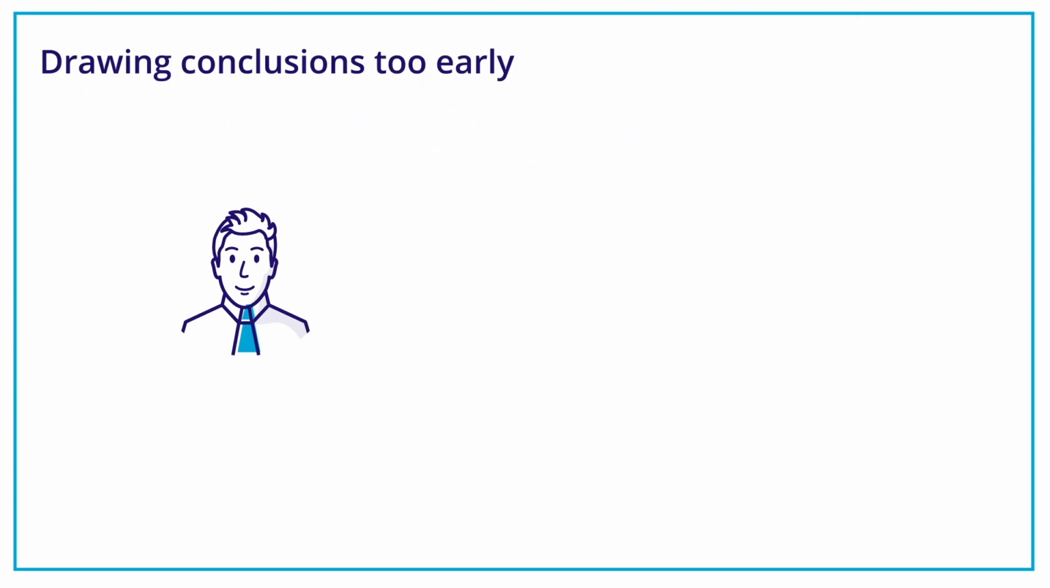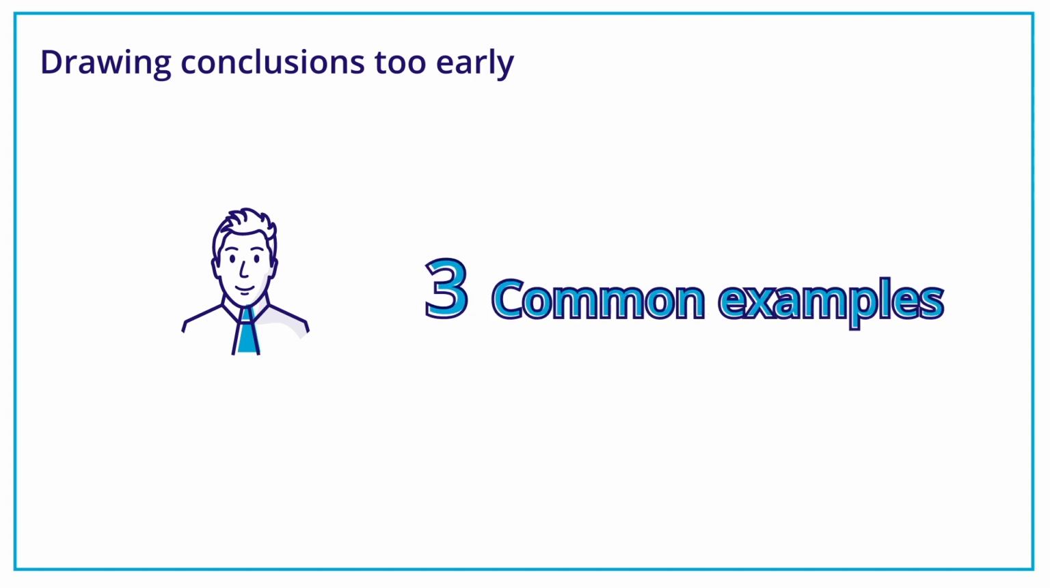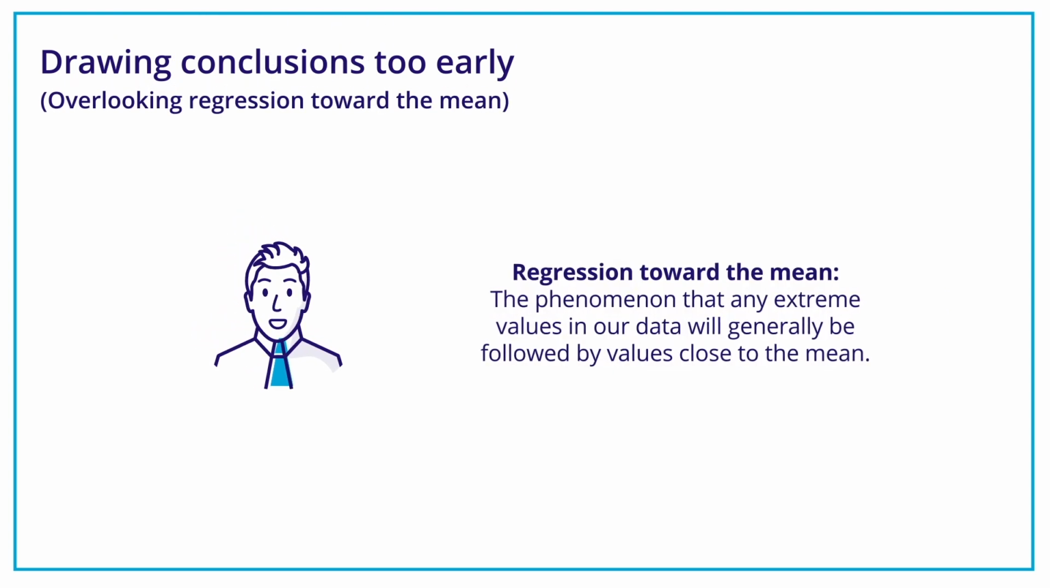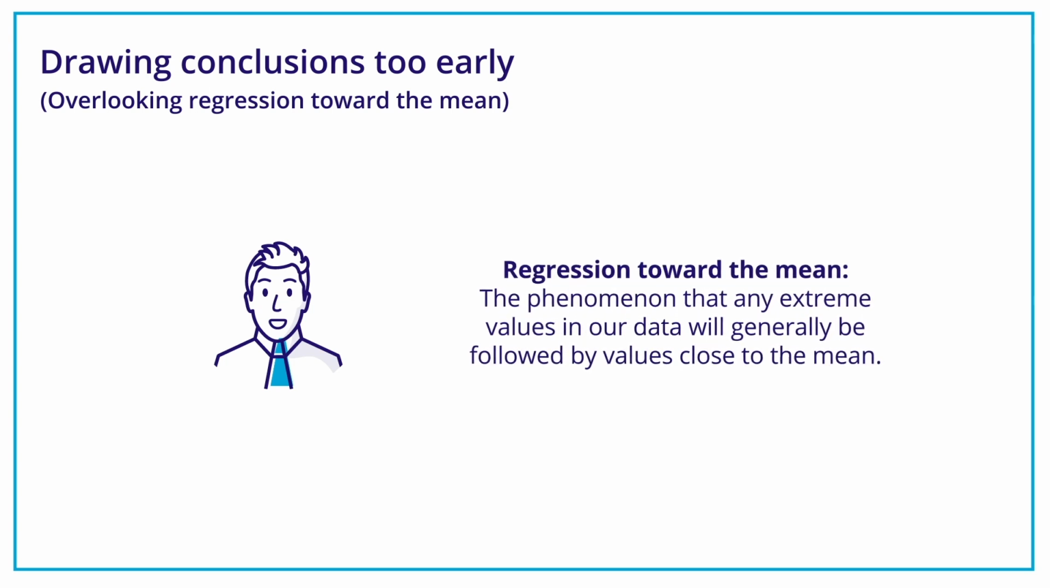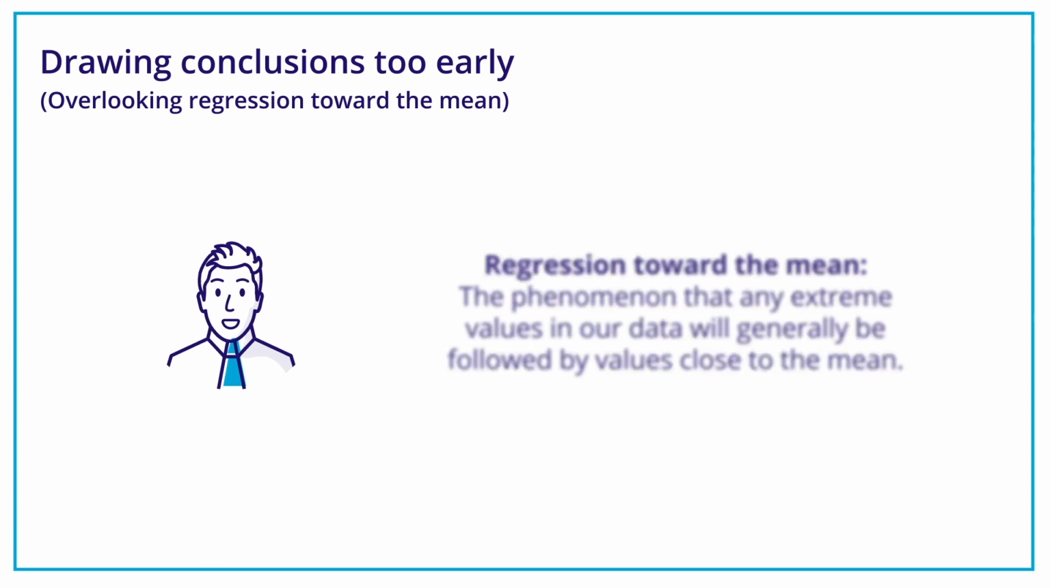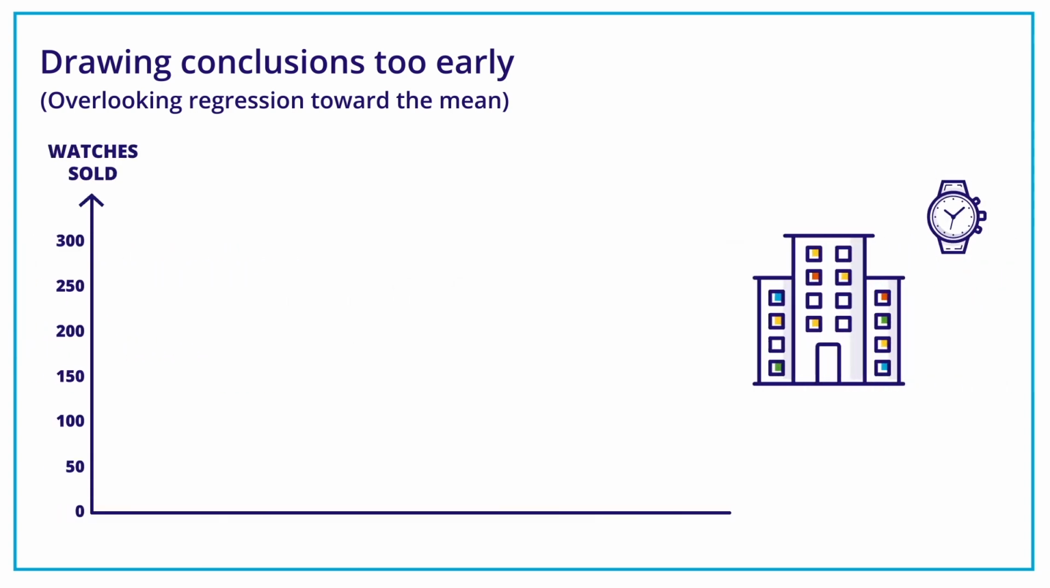This is an easy thing to do. Here we present 3 common examples of drawing conclusions too early. The first is overlooking regression toward the mean. Regression toward the mean is a phenomenon that any extreme values in our data will generally be followed by values close to the mean. Imagine a luxury watch seller or authorized dealer.